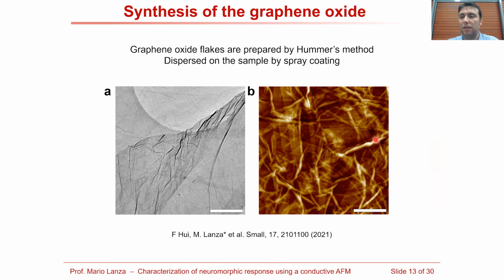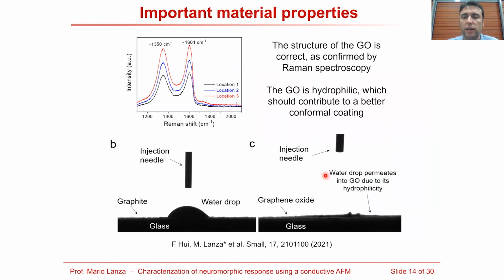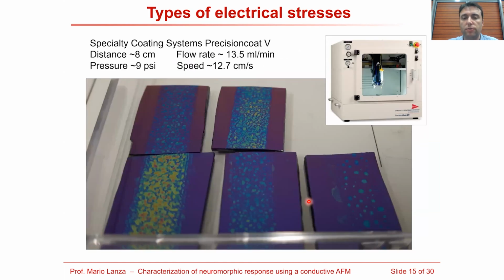It is a mesh, a film that contains several flakes with random orientations, and we observe some wrinkles, some faults, which is what we expected. The properties of the film are good. From a crystallographic point of view, it has a good structure as confirmed by the Raman shift. And also it is highly hydrophilic, which is good in order to ensure a good conformal coating of the materials that we are going to use.